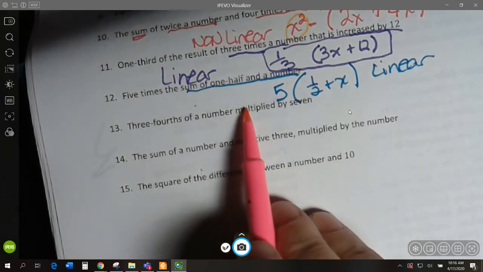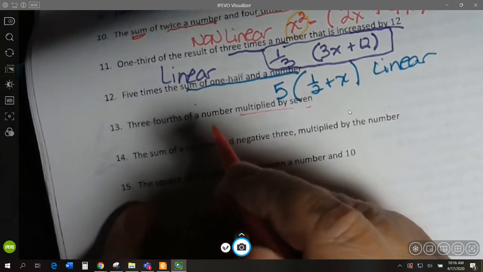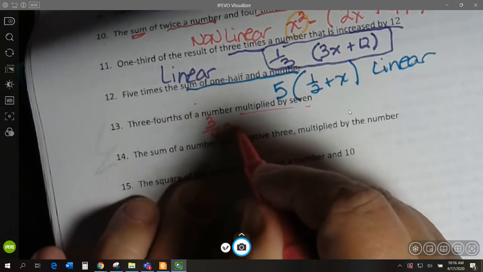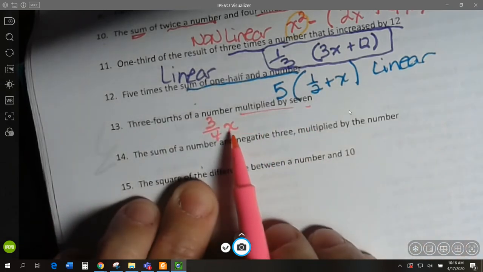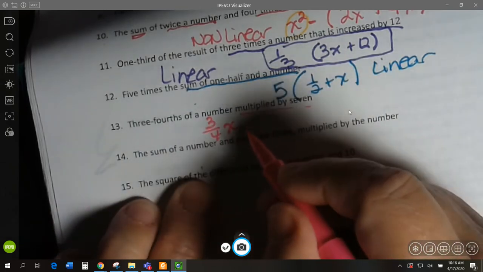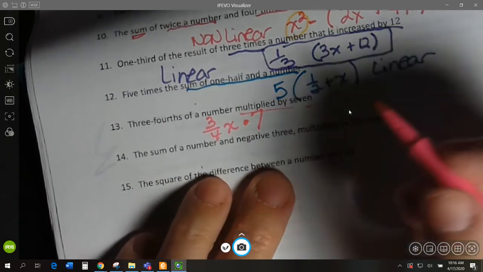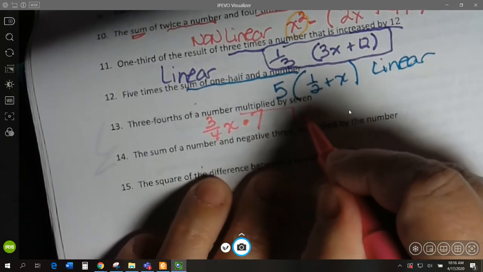Three-fourths of a number multiplied by 7. How do we get 3/4 of a number? We take the number, which we don't know, so it's going to be x, multiplied by 3/4. Then we want to multiply this by 7. And this is going to be linear.